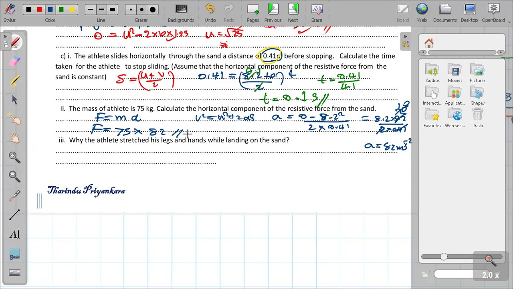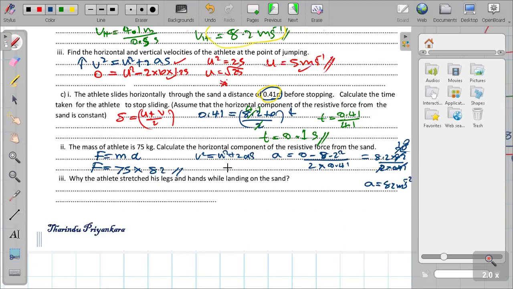Why did the athlete stretch his legs and hands while landing on the sand? Because to get more distance. Because if he didn't stretch, he can't get the maximum distance. Otherwise, his feet will hit.